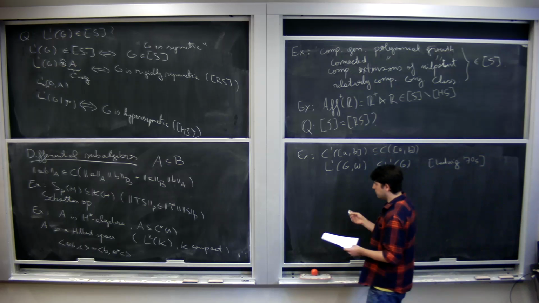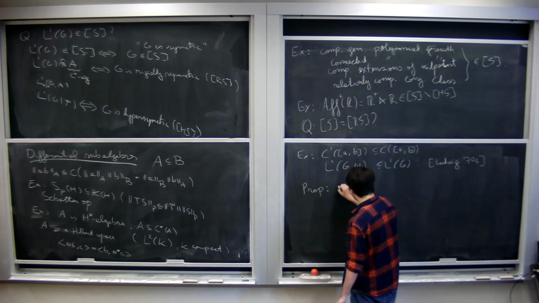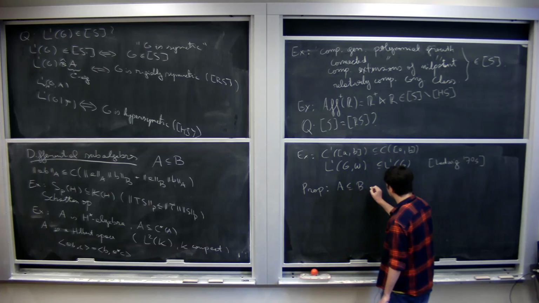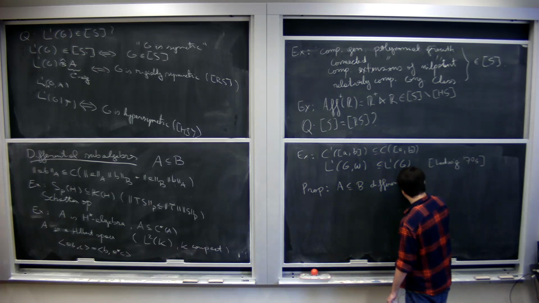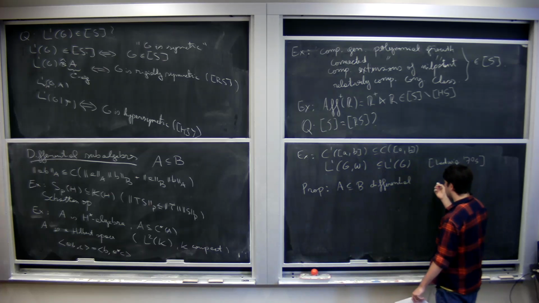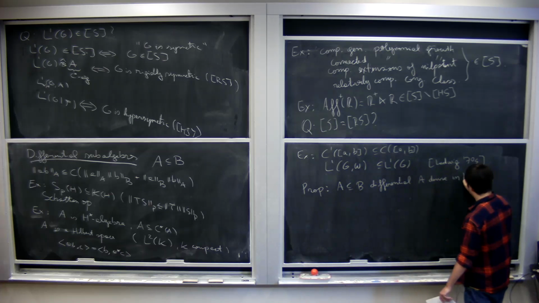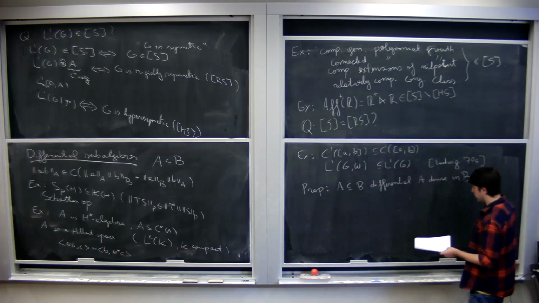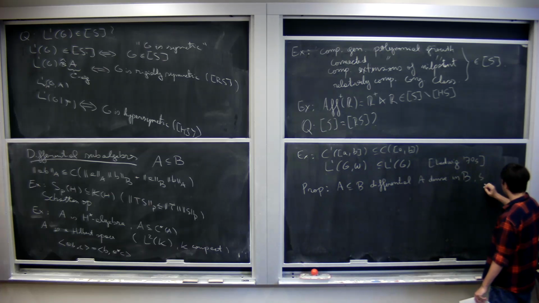So what is this useful for? Well, this is useful for the next reason. If you have such an inclusion, and we assume that A is dense, then we basically have spectral invariance.